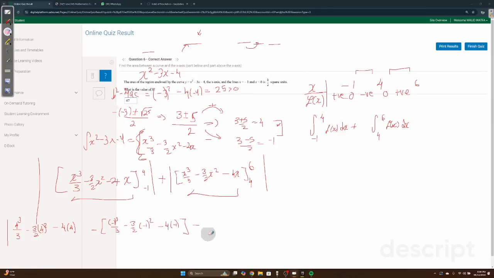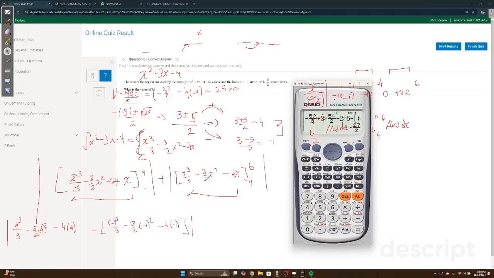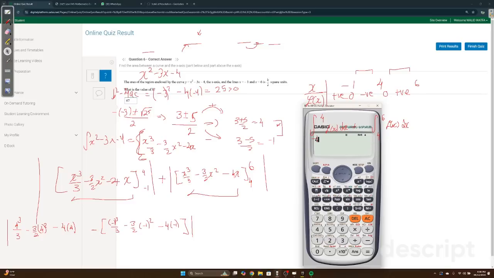Okay, let's find this first, just to make our lives easier. Because in the exam, I really don't advise you to throw everything into the calculator at once. We're going to get our calculator. We're going to do 4 cubed over 3 minus 3 over 2 times 4 squared minus 4 times 4, now minus into the brackets, minus 1 over 3, because minus 1 cubed is the same as minus 1, minus 3 over 2, minus 1 squared is positive 1, and I'm not going to multiply by positive 1, because there's no point.